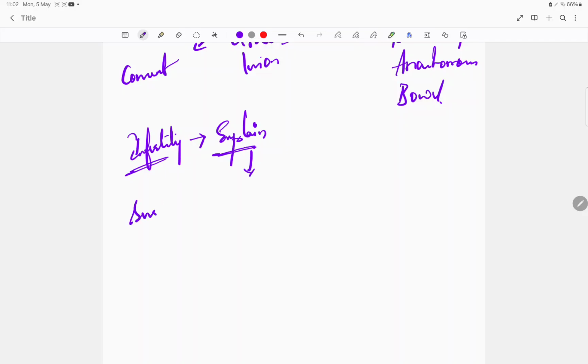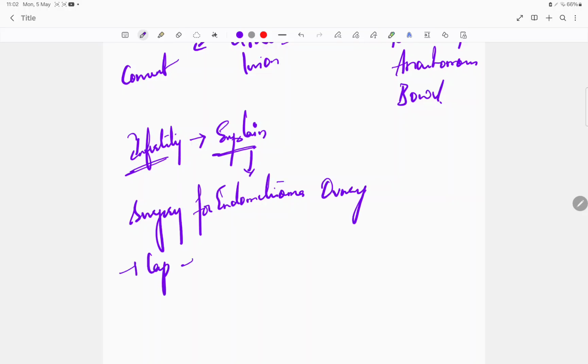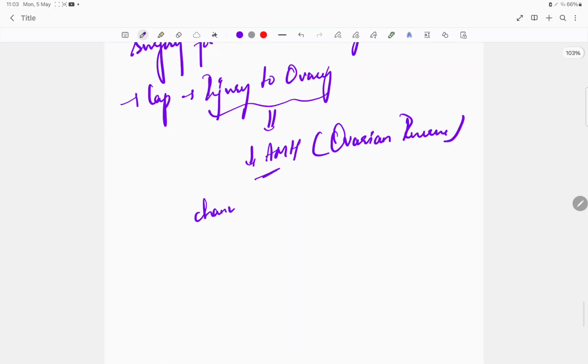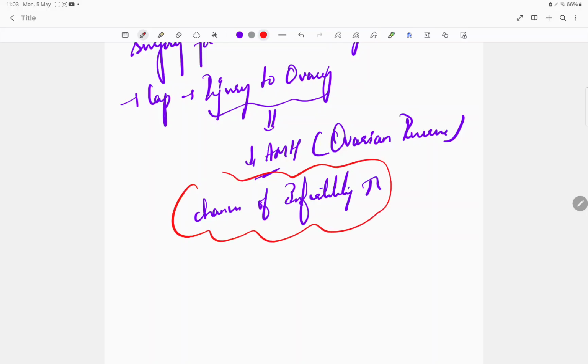For example, you are doing a surgery for endometriosis, an endometrioma, that means in the ovary. When you're doing laparoscopy, there is a chance of injury to the ovary. Once there is an injury to the ovary, what happens? That leads to a decrease in anti-Mullerian hormone, which is nothing but the ovarian reserve. If there is a decrease in the ovarian reserve, the chances of infertility will be increased. So you have to remember and explain this.